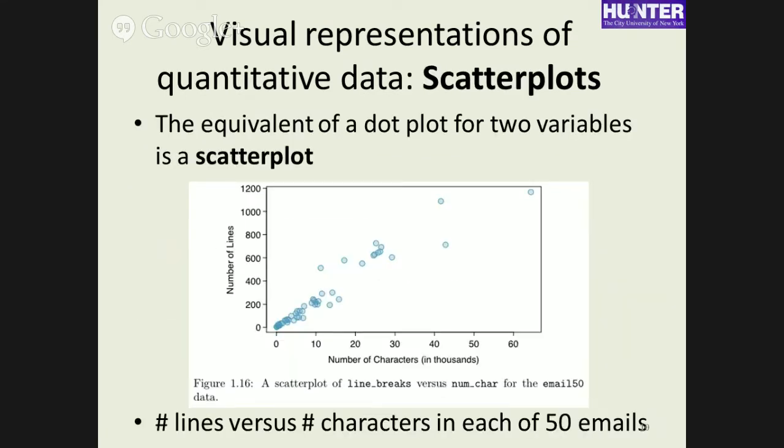The scatter plot is a two-dimensional equivalent of the dot plot. So you look at two variables at the same time. And here it's showing not just the number of characters, but also the number of lines in the email. So along the x-axis, if you were to project all of these down onto the x-axis, that would be your dot plot. But we're also showing with the y-axis here the number of lines in the email. So you can see the relationship between these two variables and see that generally it's a linear relationship between them.